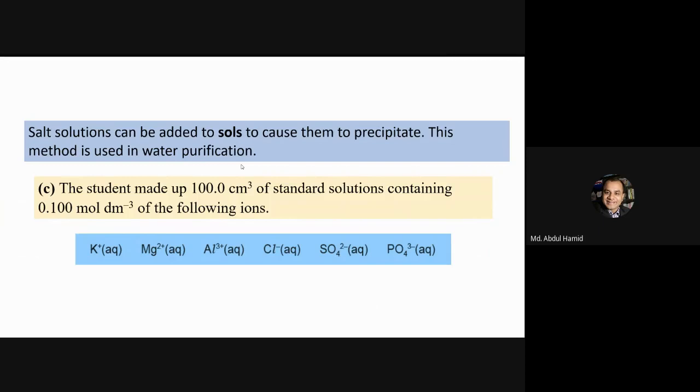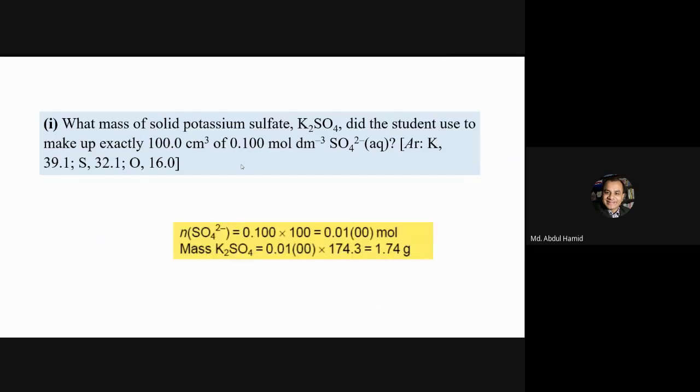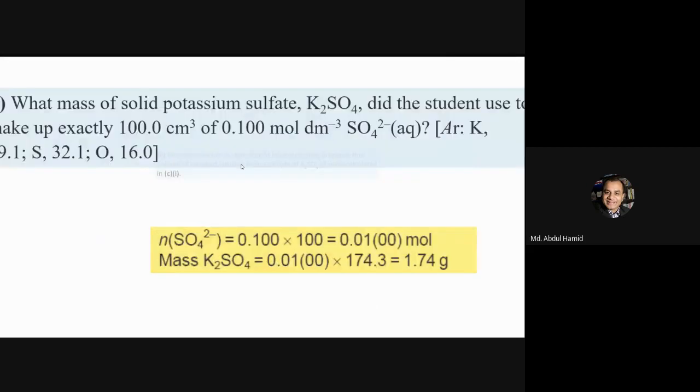And 100 cm cube of standard solution containing 0.1 mole per dm cube of the ions. This solution can be used to detect the sol. So what mass of solid potassium sulfate? Potassium sulfate concentration is 0.1 mole per dm cube, and 100 cm cube is the volume. So we can find the moles first, volume into concentration. Then we know the Mr of potassium sulfate. So 1.74 is the result.